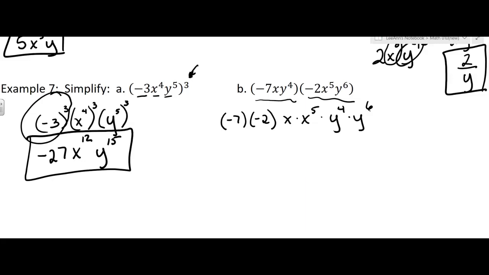Okay, so what's negative 7 times negative 2 is 14. I have to remember that's x to the 1st, by the way. So that's going to be x to the 6th, because I'm adding those exponents, and y to the 10th.